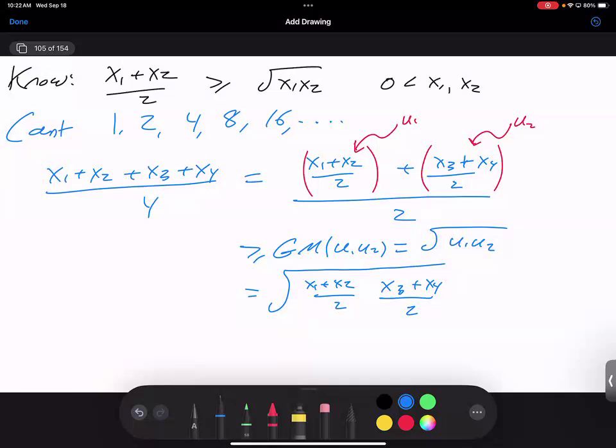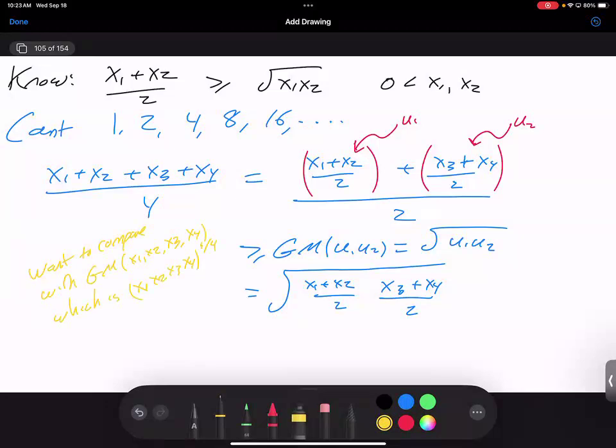All right, now what can we do? So one possibility is to pull out a 1/2. And then we would be left with (x1 + x2) times (x3 + x4). That's a perfectly fine thing to do, but what's the goal? What are we searching for? Right, so we want to compare with the geometric mean of x1, x2, x3, x4, which is (x1 x2 x3 x4) to the 1/4.